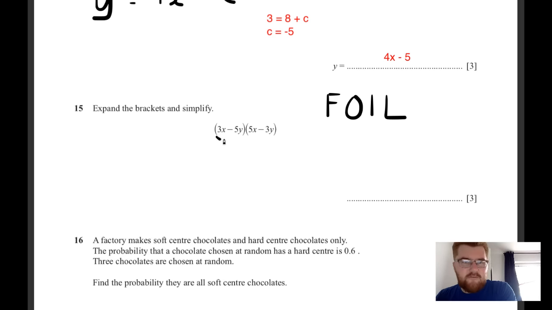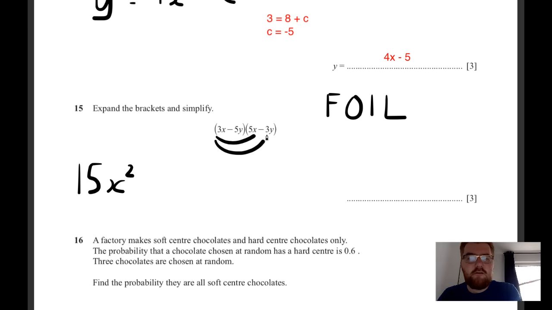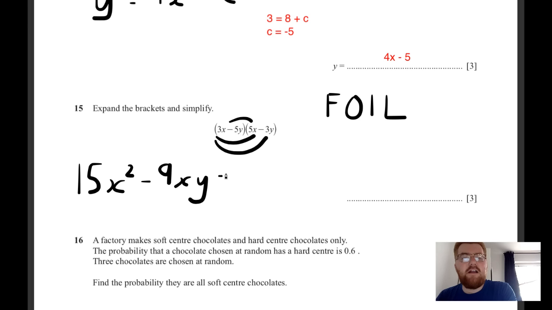So let's start with the first one. 3x times 5x, well that is 15x squared. Then we're going to do the outside. 3x times minus 3y is minus 9xy. That's the first eyebrow. Inside, minus 5y times 5x, well, that's minus 25xy.